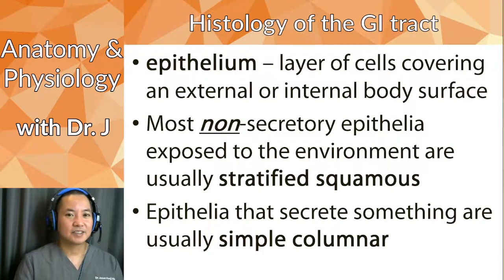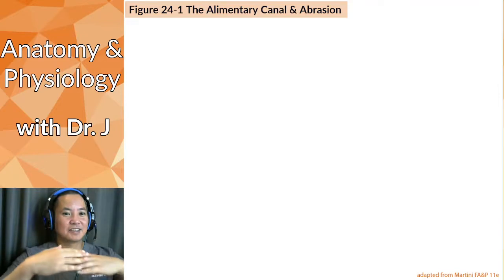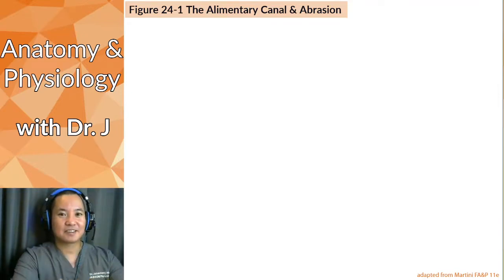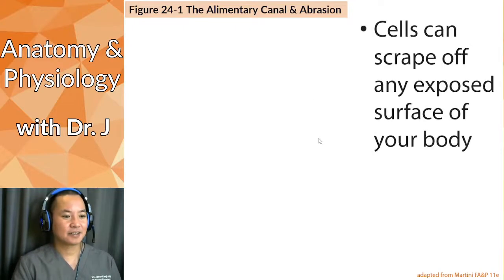Now, why do the non-secretory epithelia tend to be stratified squamous? Well, let's talk about abrasion. So basically with abrasion, one surface is rubbing up against another and kind of scraping alongside it. You can have abrasions on the outside of your body. You can also have abrasions on the inside of your body. So cells can scrape off and slough off and be detached from any exposed surface of your body.